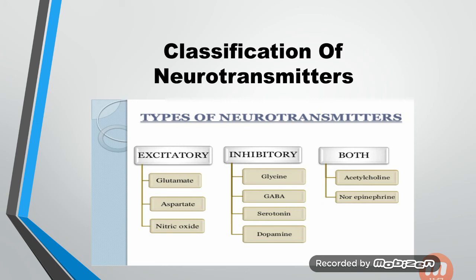The excitatory neurotransmitters are glutamate, aspartate, and nitric oxide. And the inhibitory neurotransmitters are glycine, GABA, serotonin, and dopamine. And the neurotransmitters which act as both excitatory and inhibitory are acetylcholine and norepinephrine.